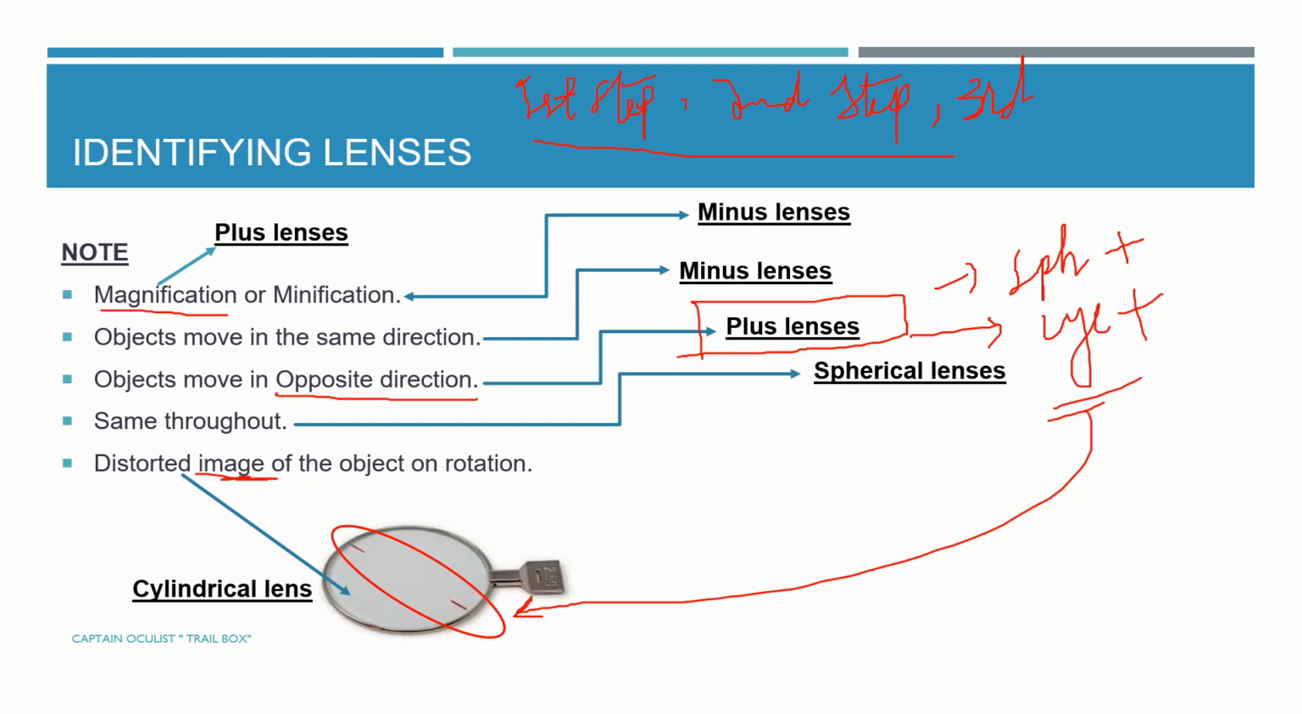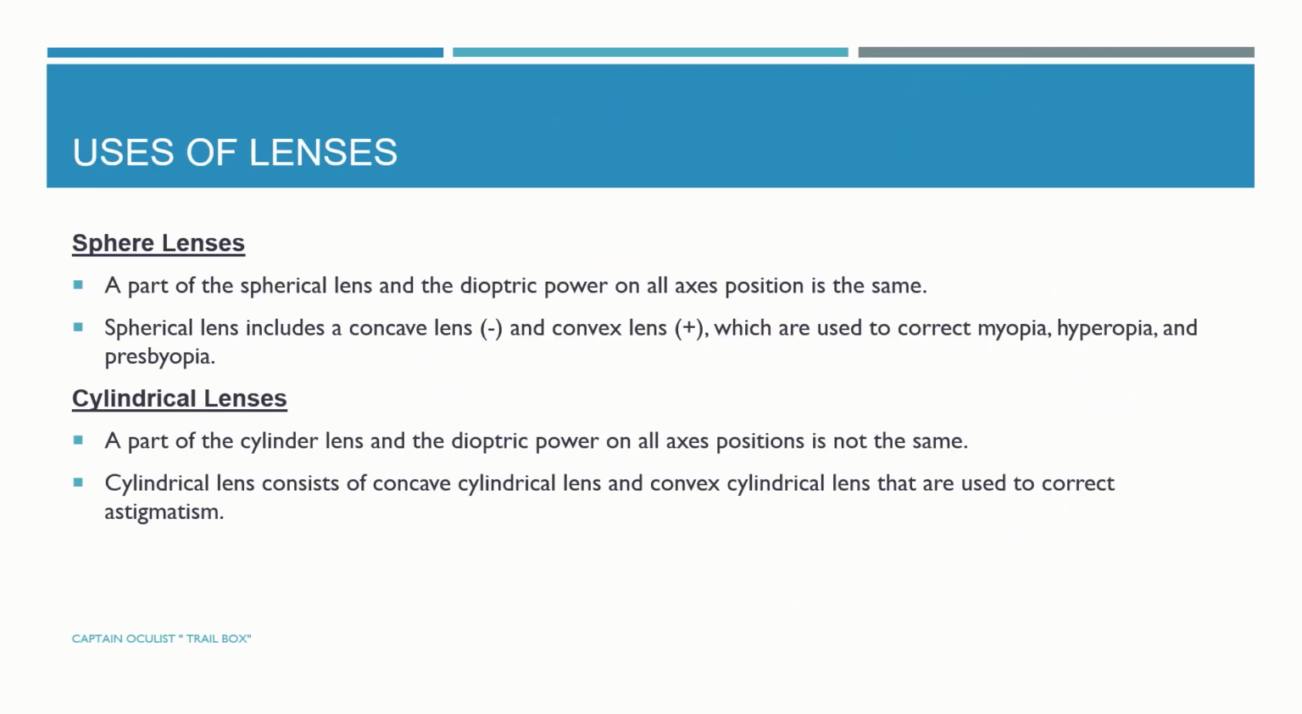So what are the uses of plus spherical lenses? Plus sphere lenses are used for the correction of refractive errors like hypermetropia, aphakia, and presbyopia. In these cases, the rays of light are focused behind the retina, so plus lenses are used to focus the light on the retina. And cylindrical lenses are used for astigmatism. So these are a few details on how to identify a lens.